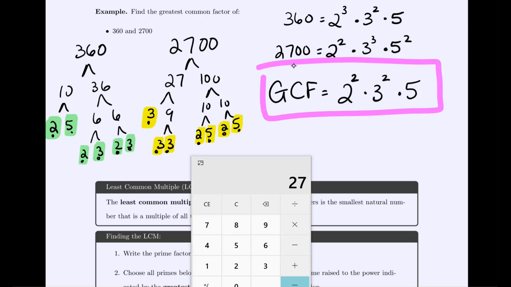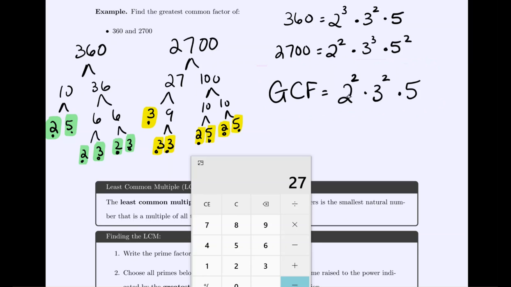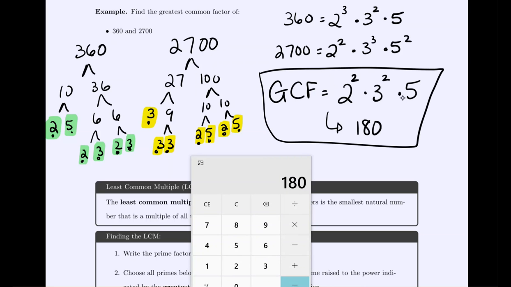So this is our GCF, but we could also find what this is in terms of an actual number. So this is the prime factorization, but that is equal in our calculator to 2 times 2 times 3 times 3 times 5. The GCF is 180. So remember, these are both the same answers, just expressed in different ways.